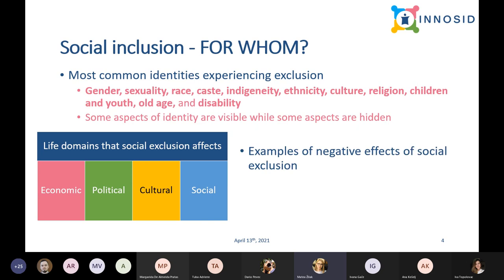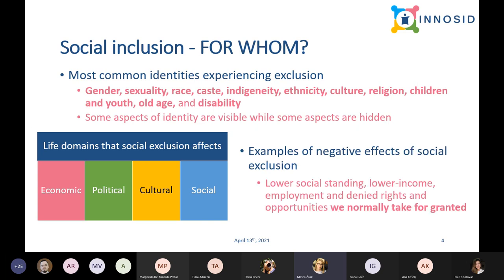So here are just some of the examples of negative effects of social exclusion. People who are experiencing social exclusion are most likely to have lower social standing, lower income, fewer opportunities for employment, and all these other things that we normally take for granted. That is why raising awareness about all this is a really important aspect of social inclusion in general.